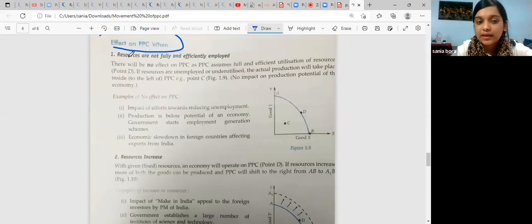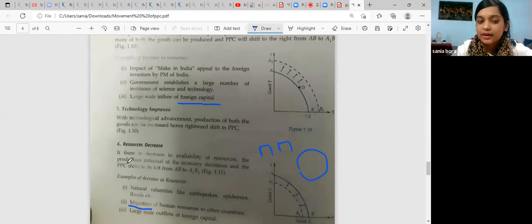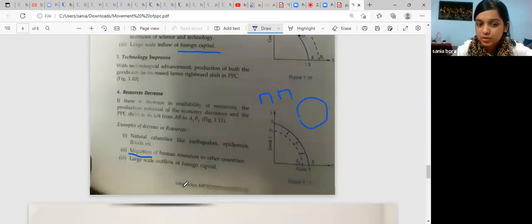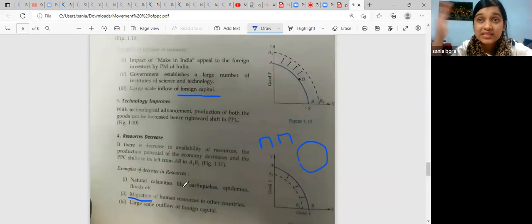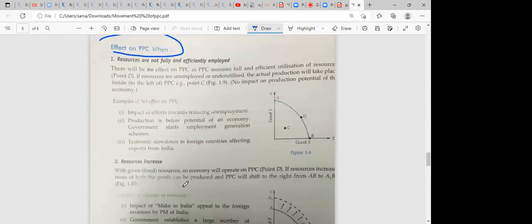So first, just give a heading again: Effect on PPC. Just write no effect, and just write example of increase in resource, and example of decrease in resource, so that you will get an idea when there is decrease and when there is increase. Okay, teacher.